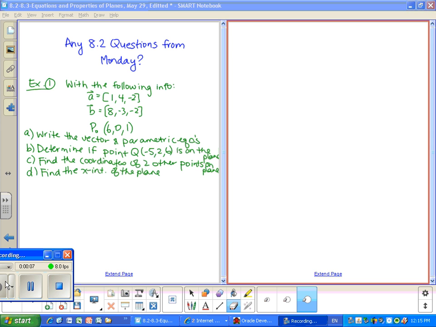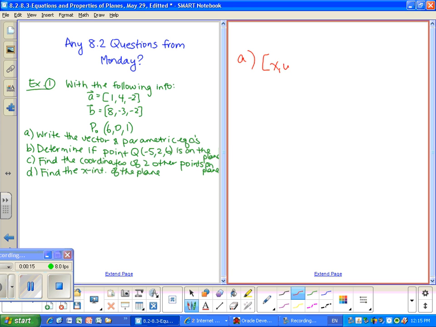And with this, part A is get the vector and the parametric equations using the notation that I just showed you from the text. So the first part to the equation is always x, y, z. And then you need any position vector, which can come from this point, which is given. Then the next part you need is any two direction vectors which are on the plane. And you were given that A and B are on the plane. So then we just go plus t times the one vector and plus s times the other.